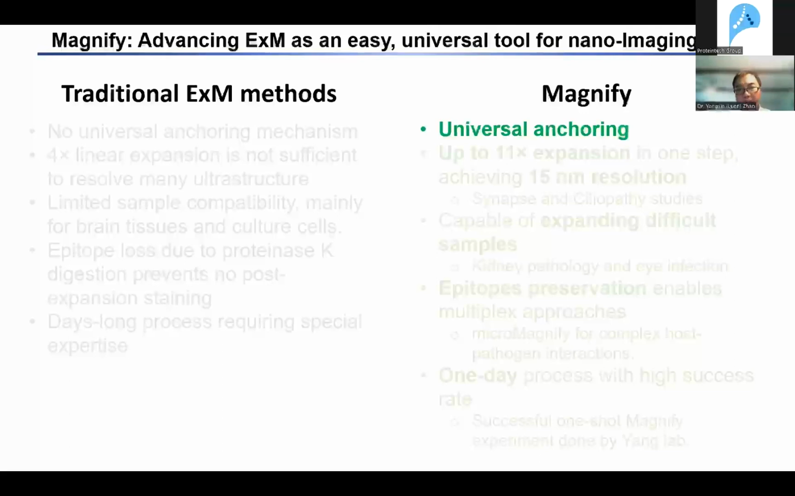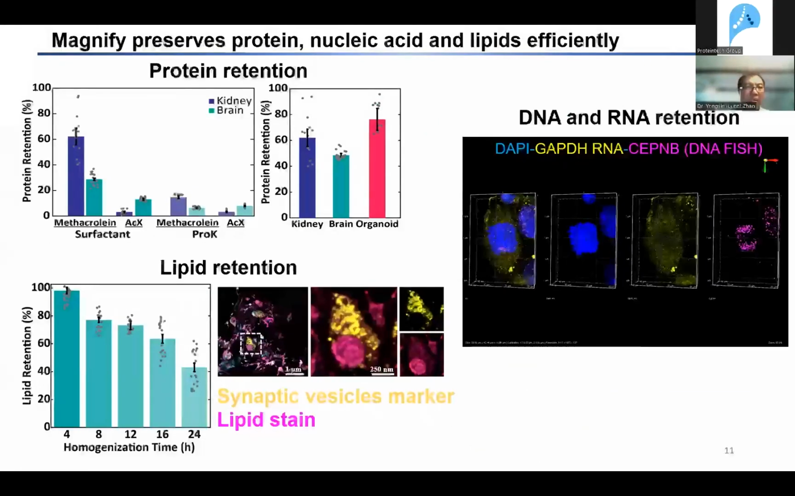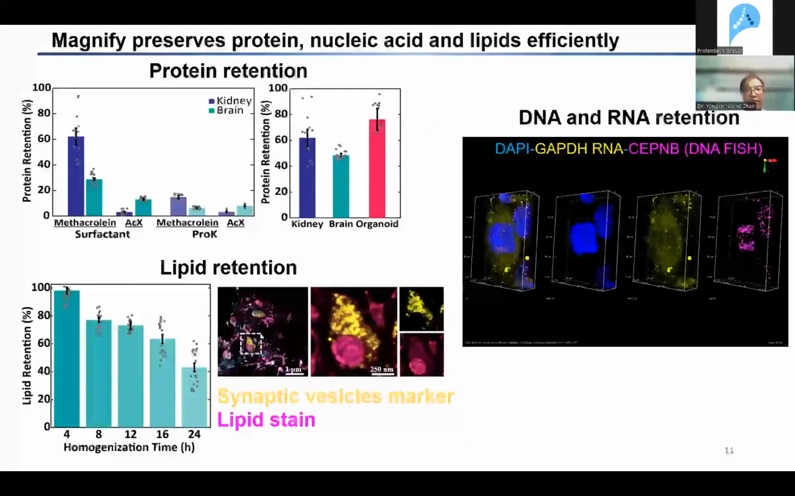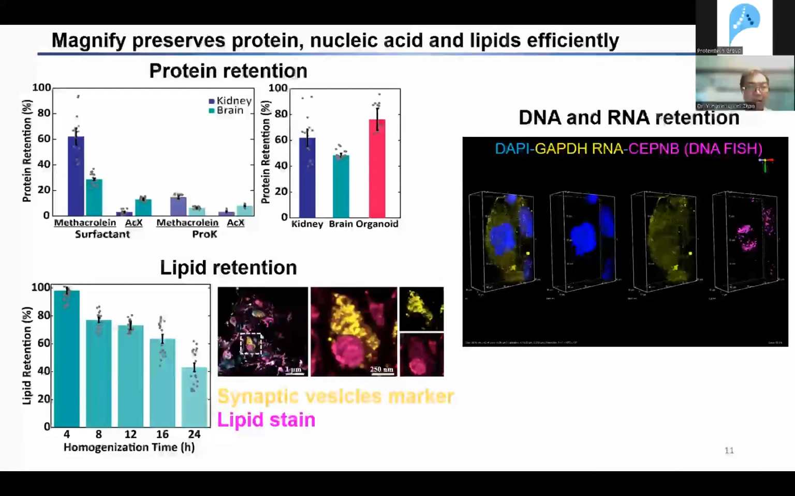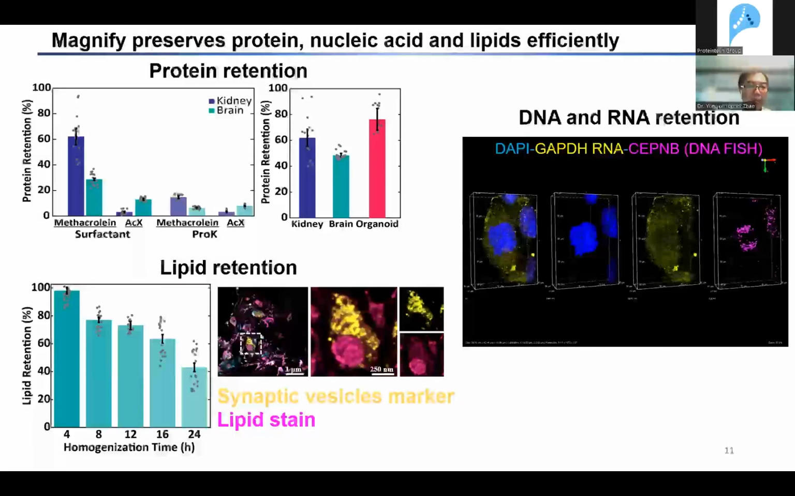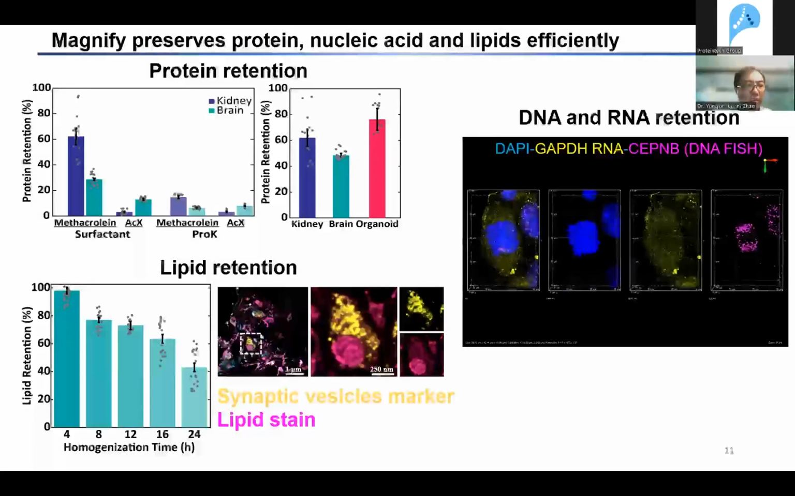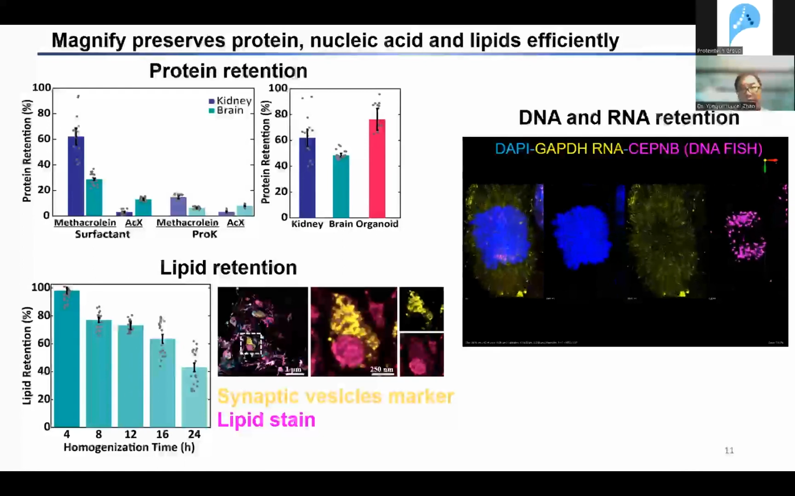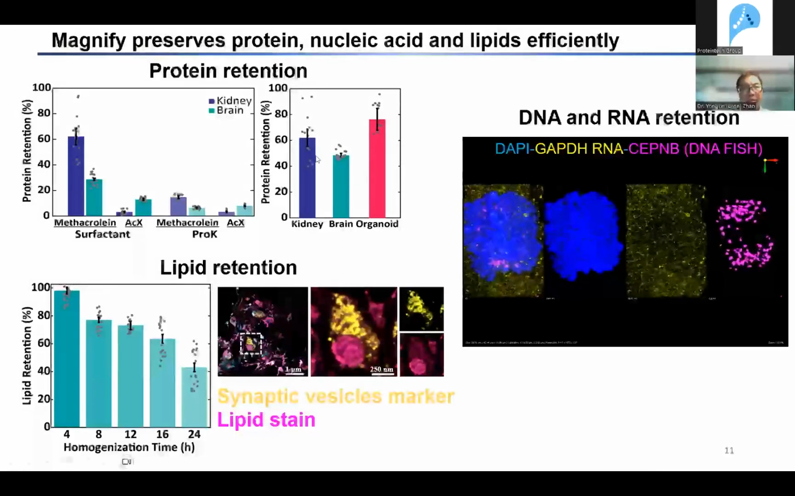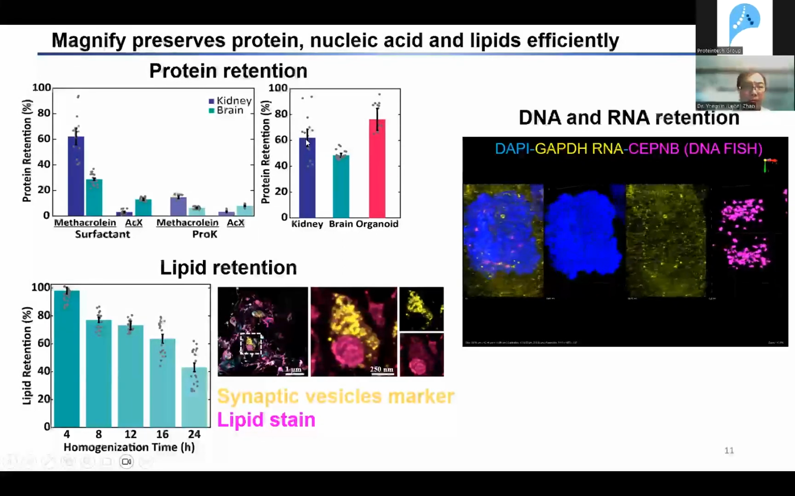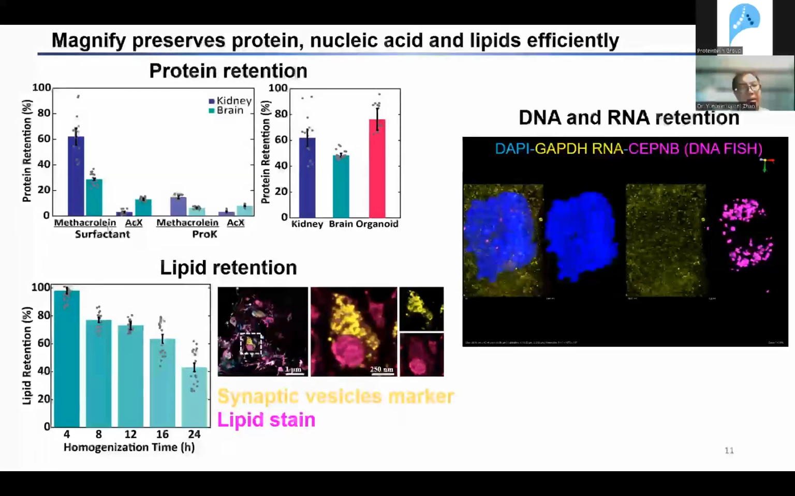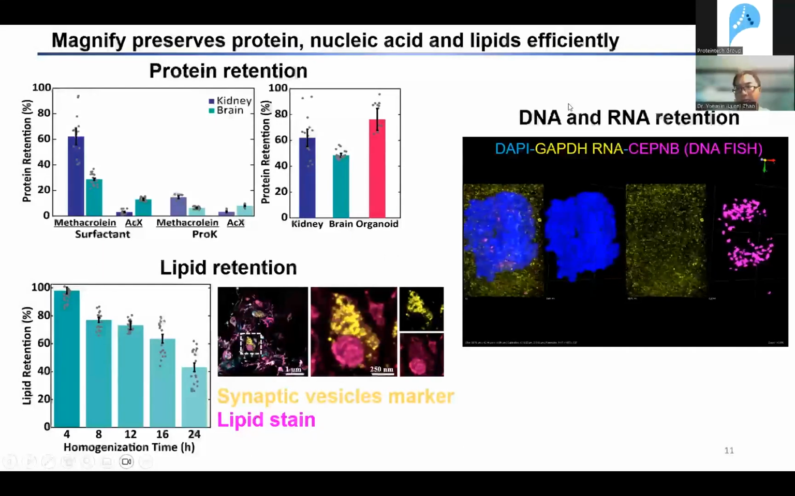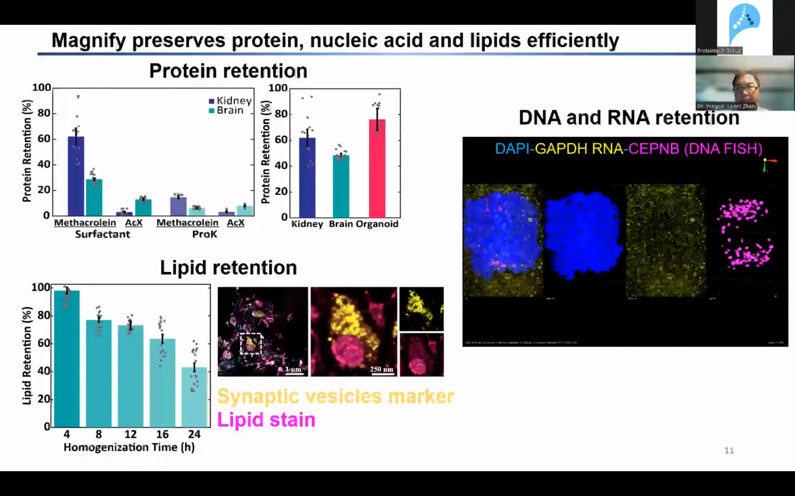Now, we first talk about universal anchoring. We do have data supporting that Magnify indeed incorporates protein, and incorporates it at higher efficiency compared to the acrylic-based protein retention expansion microscopy. This conclusion holds across different types of tissue: kidney, brain, lung, organoid. And of course, we also see that it can incorporate nucleic acid, for example DNA and RNA.